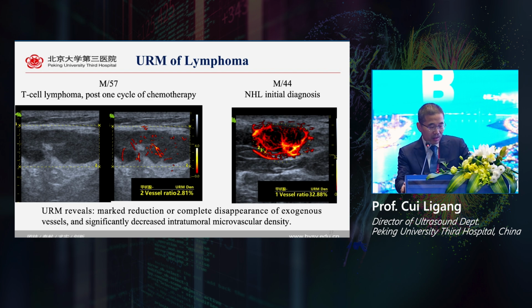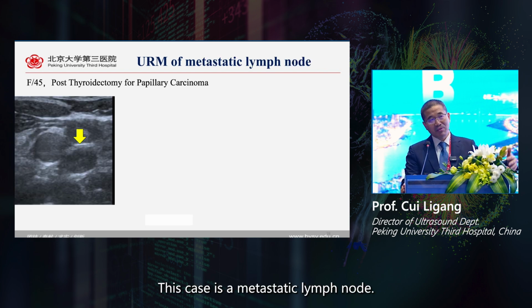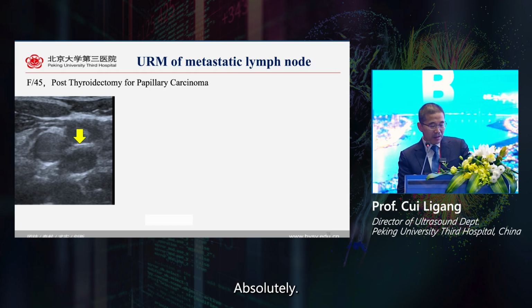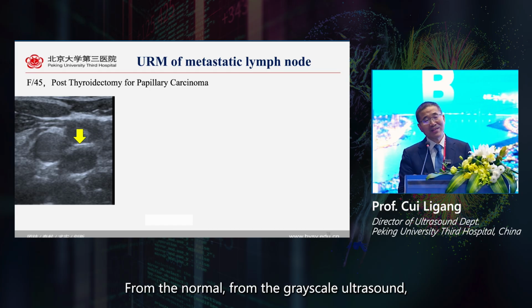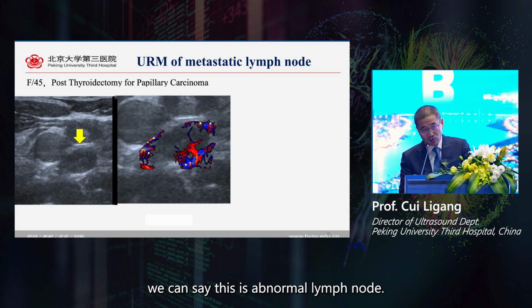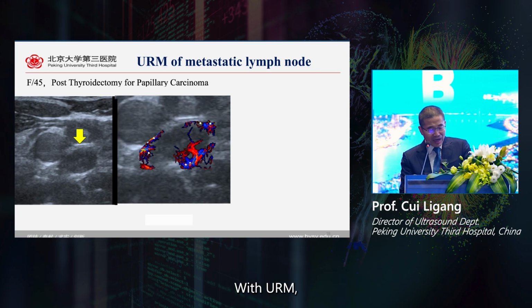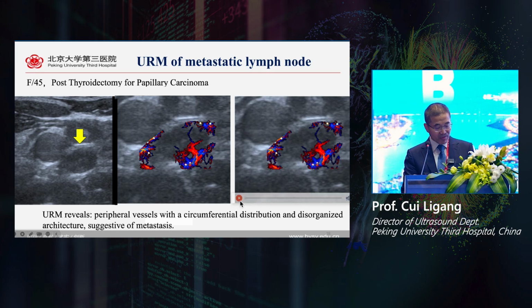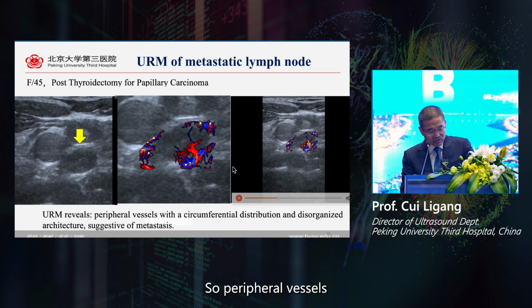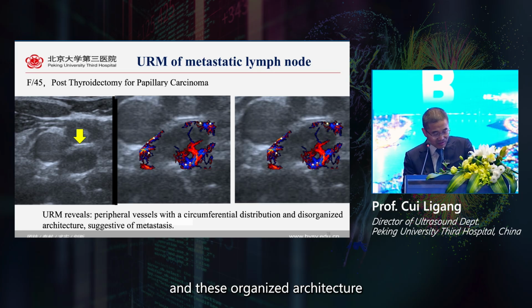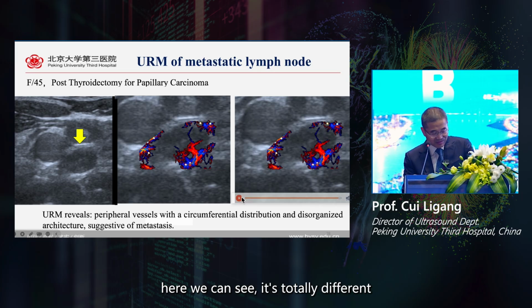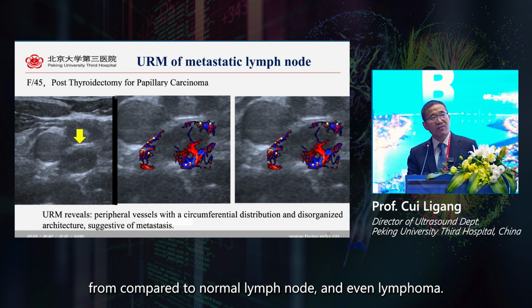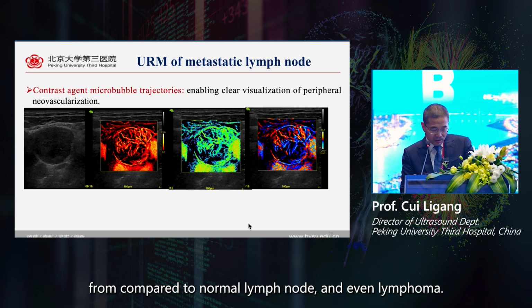This case is a metastatic lymph node. Absolutely, from the grayscale ultrasound, we can say this is an abnormal lymph node. With URM, we can find some interesting things here. The peripheral vessels have a circumferential distribution and disorganized architecture. We can see it's totally different compared to normal lymph node and even lipoma.